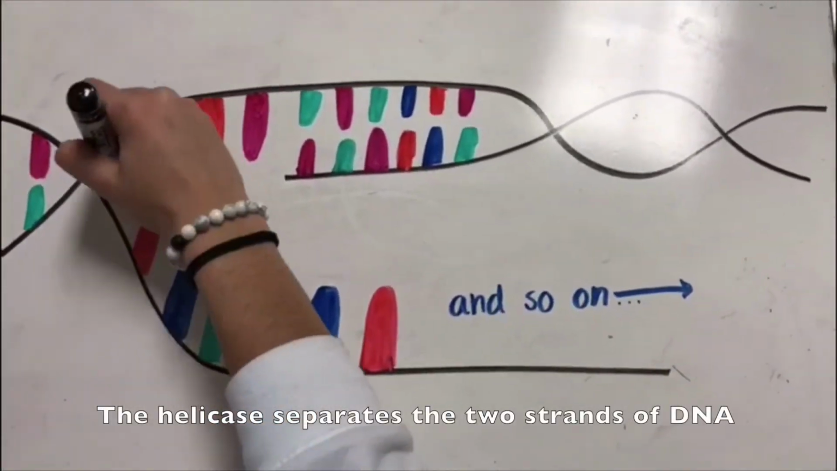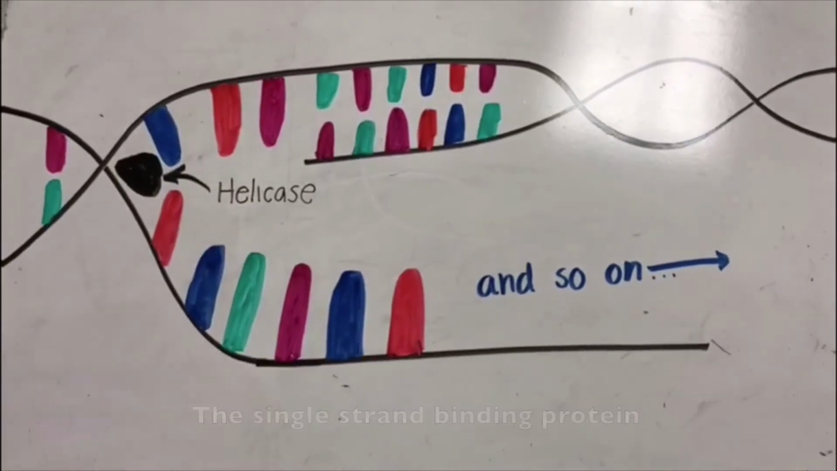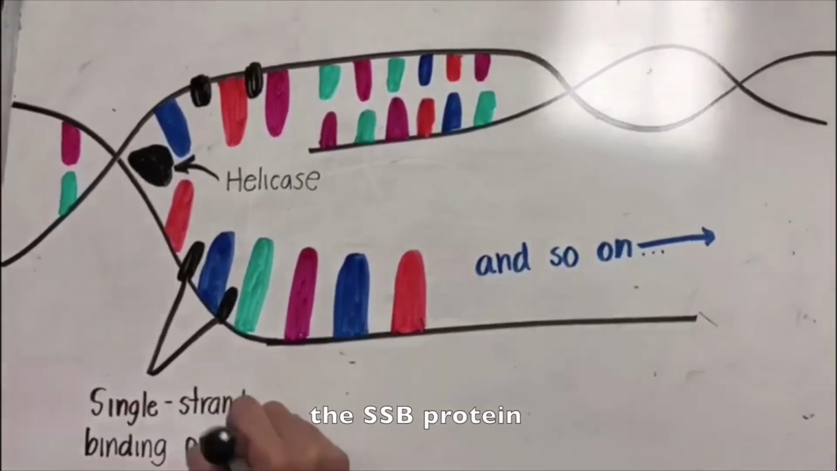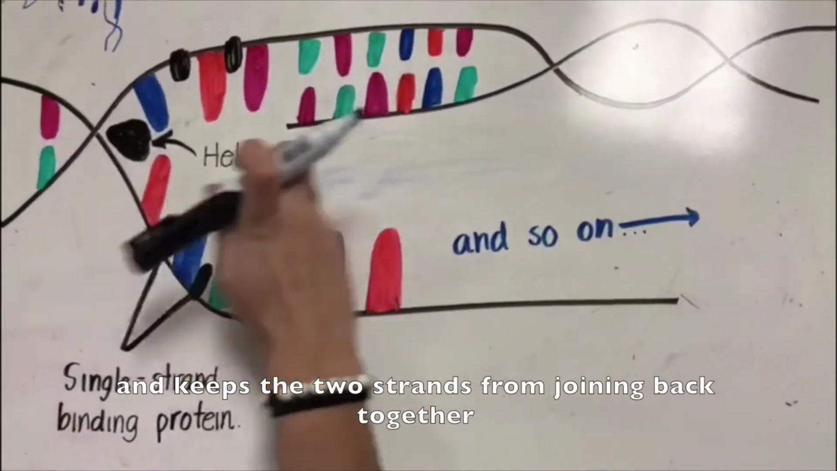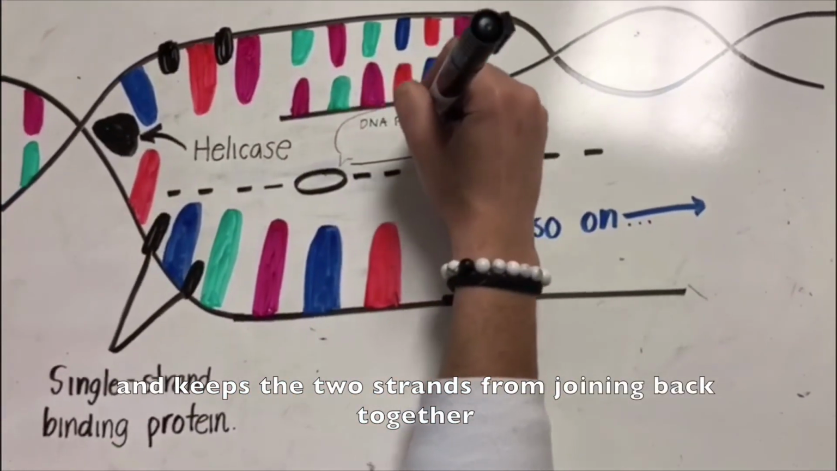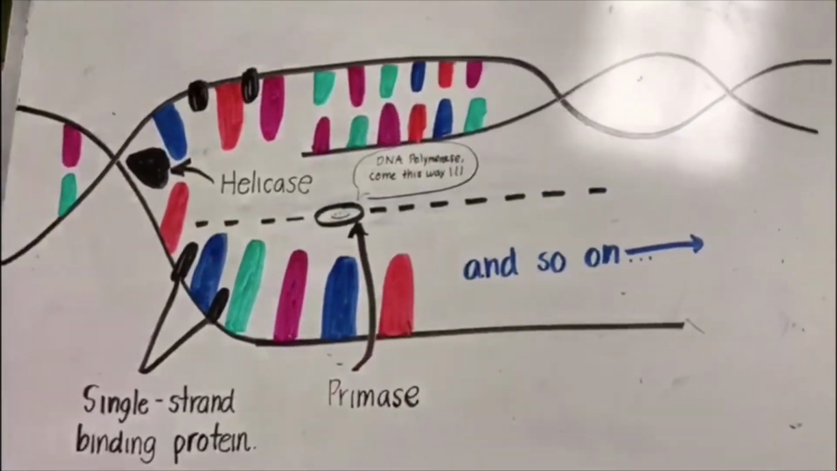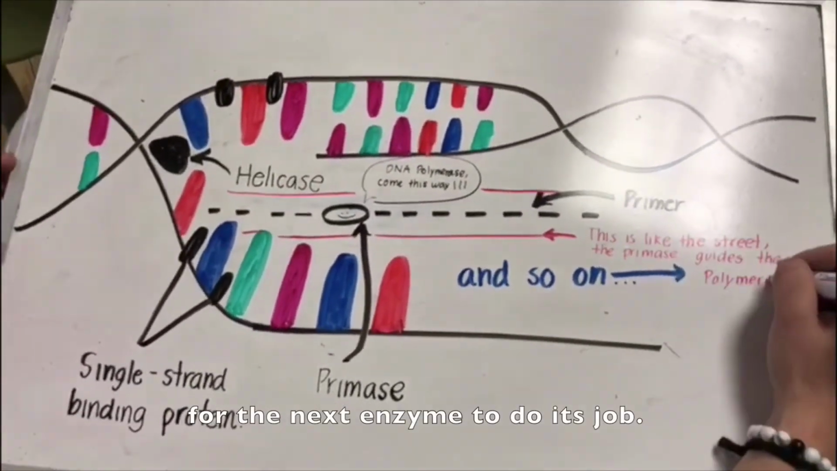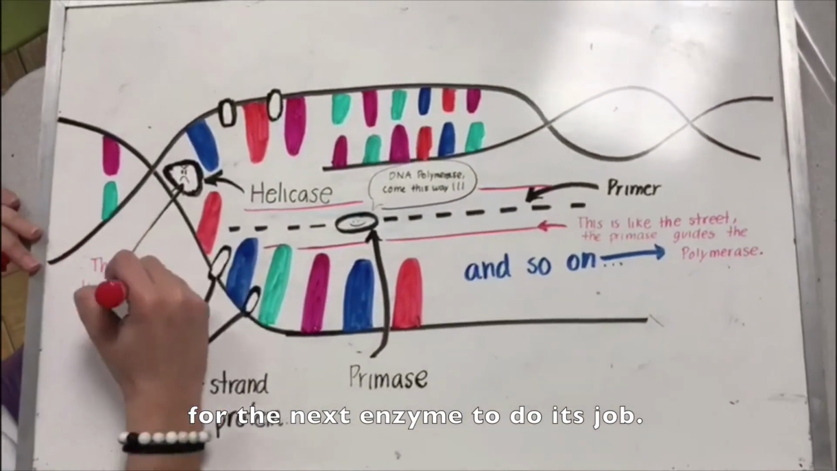First, the helicase separates the two strands of DNA. The single strand binding protein, the SSB protein, keeps the two strands from joining back together. Then the primase makes a path, called primer, for the next enzyme to do its job.